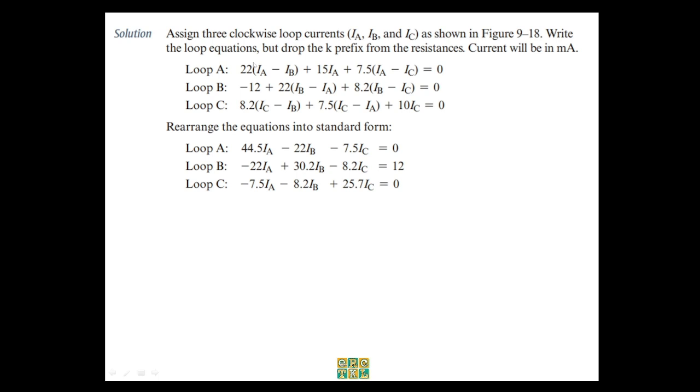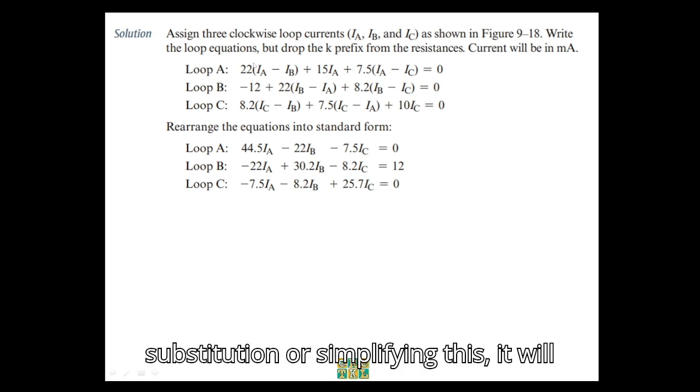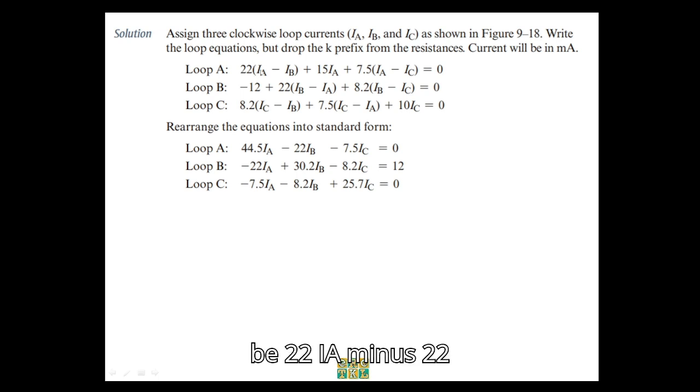And by substitution or simplifying this, it will be 22 IA minus 22 IB plus 15 IA plus 7.5 IA minus 7.5 IC. Now, the 22 IA plus 15 IA plus 7.5 IA will become 44.5 IA.